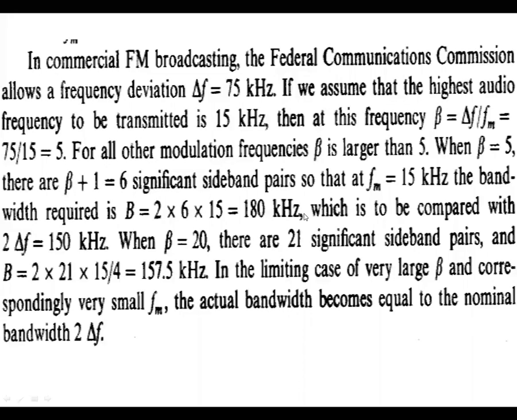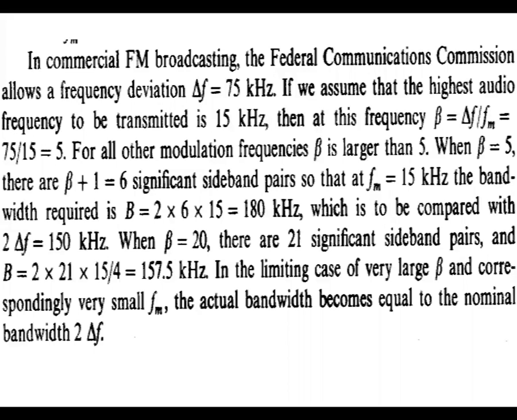So we'll calculate the bandwidth. Actual bandwidth is 2 into (beta plus 1) into FM. Nominal bandwidth is 2 into (del F plus FM).